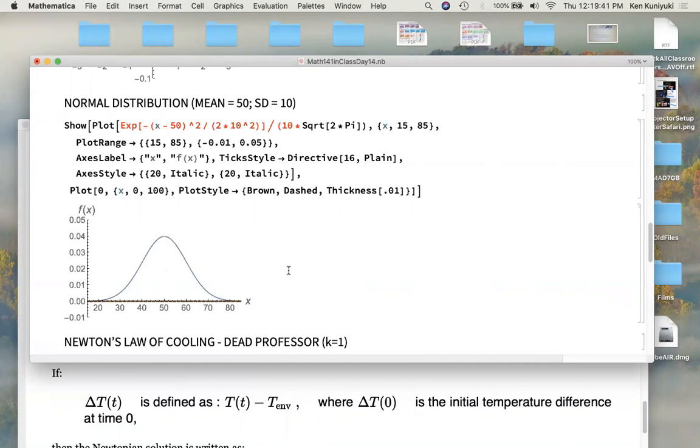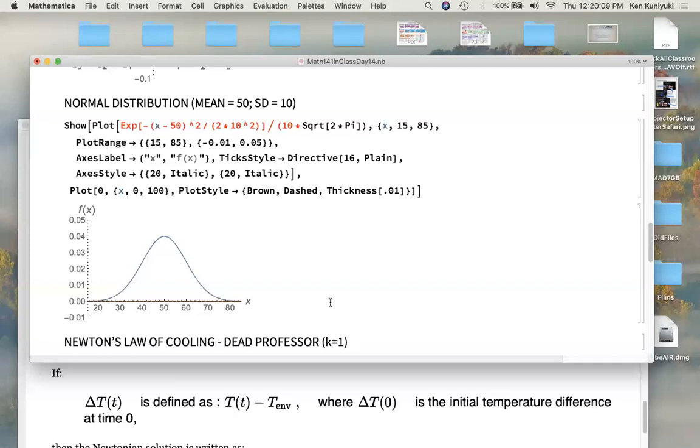By the way, according to statistics, for a normal distribution, about 68% of scores will lie within one standard deviation of the mean, between 40 and 60 points. About 95% of scores will lie within two standard deviations of the mean, between 30 points and 70 points, and about 99.7%, almost everyone, within three standard deviations, between 20 and 80 points.